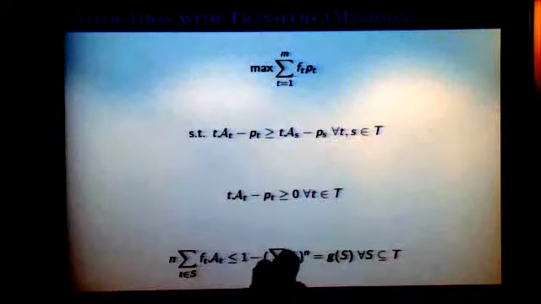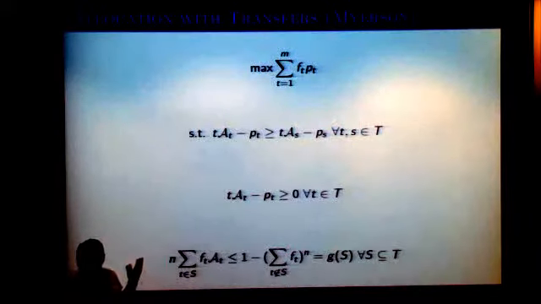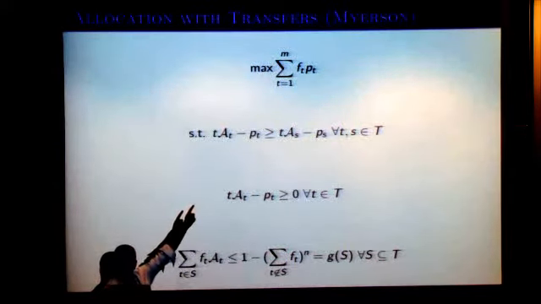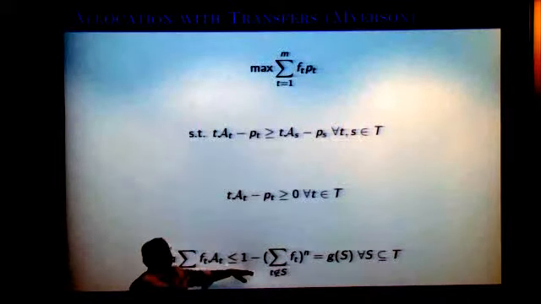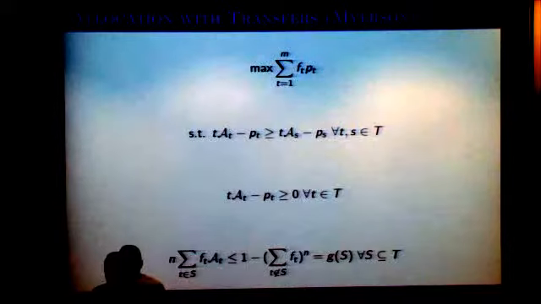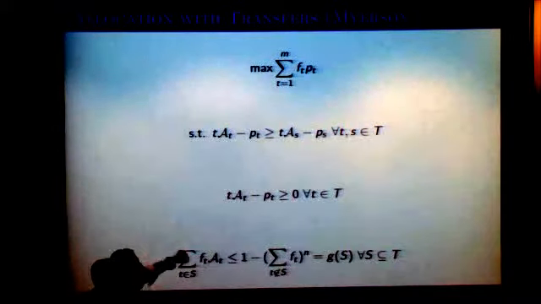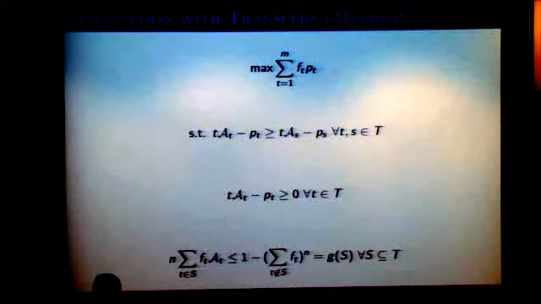Okay. Now, this is not quite a polymatroid optimization problem because the objective function is in terms of the P's, but the P's don't appear anywhere here in the polymatroid. But you will notice that the P's appear in those incentive constraints and the IR constraint. Okay?